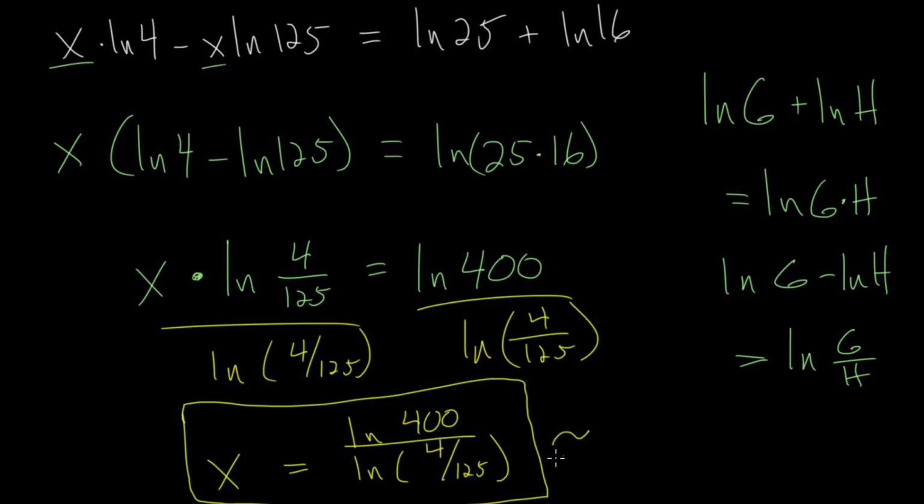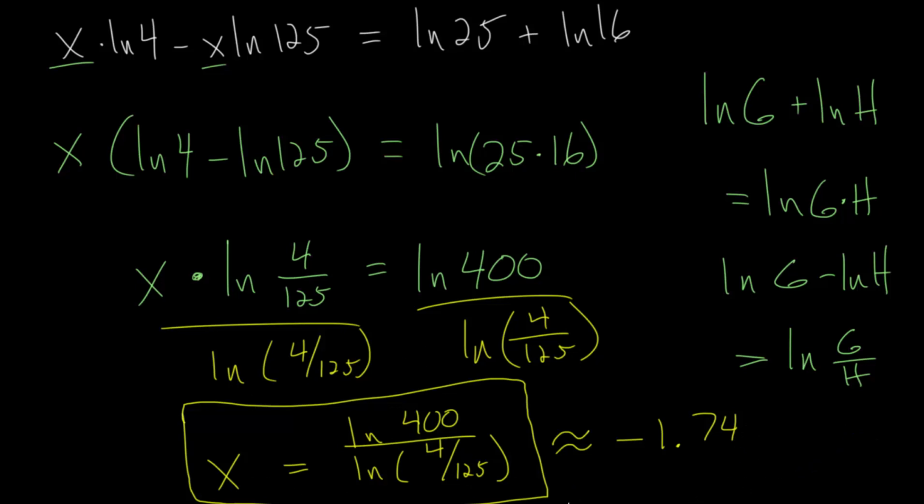And using the calculator, we can see this is approximately minus 1.7406, or we can just say minus 1.74. But again, this is irrational, so it will technically have an infinitely long decimal expansion.